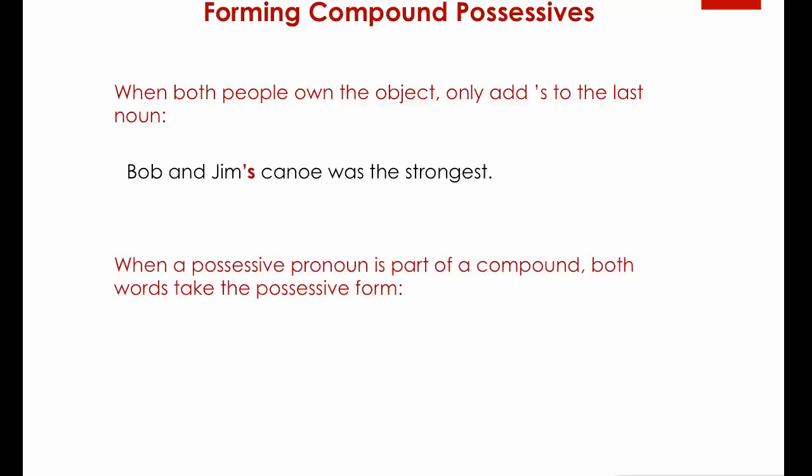However, when the possessive pronoun is part of a compound, both words must take the possessive form. For example, Sean's and her conversation ended abruptly. Here I have the possessive adjective her, but because I'm using the adjective here, I have to add an apostrophe s to Sean's. I wouldn't say Sean and her conversation ended abruptly because it's not clear from the pronoun itself that I'm forming a possessive.